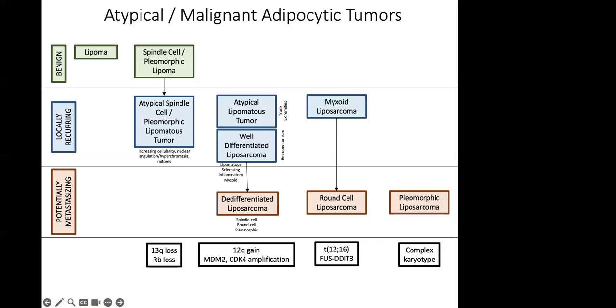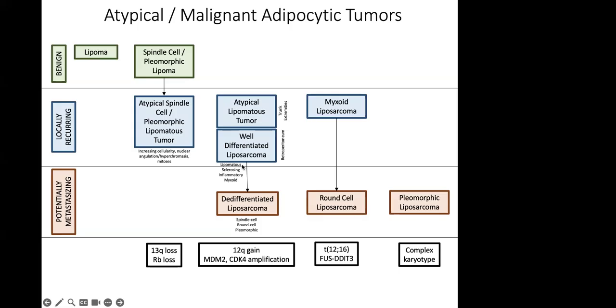All right, once we get into our locally recurring and malignant adipocytic tumors, I've provided the chart here for you. So spindle cell or pleomorphic lipoma can have this atypical variant that has increasing cellularity, myxoid stroma, hyperchromasia, mitoses, etc. This would now be an atypical spindle cell pleomorphic lipomatous tumor that still has RB loss. This is the biologic equivalent of the conventional atypical lipomatous tumor that we see in the trunk and extremities, or well-differentiated liposarcoma, same tumor but in the retroperitoneum.